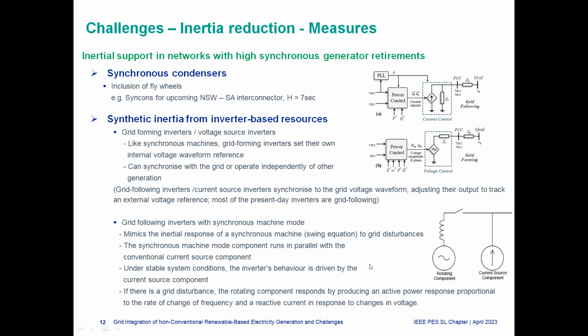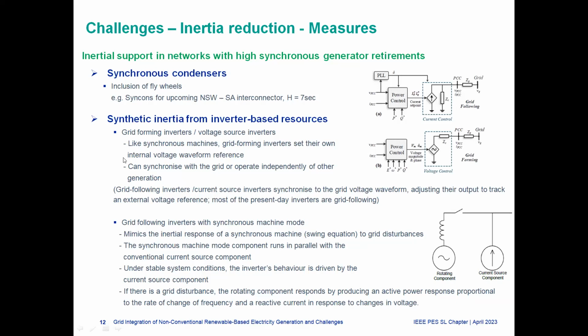The second one, grid following inverters with synchronous machine mode. That is, it's still a grid following inverter or a current source component. You can see in the second diagram on the bottom right. But they have another component, a control component. They model a synchronous machine. So what happens is under normal operation, this synchronous machine or rotating component is not engaged. But whenever there is a disturbance, if there is a frequency change in the network, they monitor the rate of change of frequency, and then they introduce a current or power to counterbalance that rate of change of frequency.